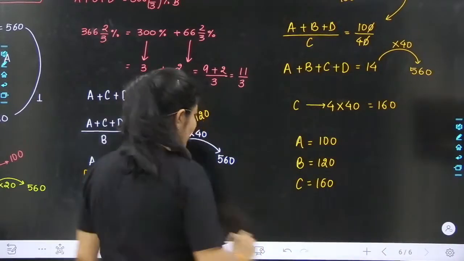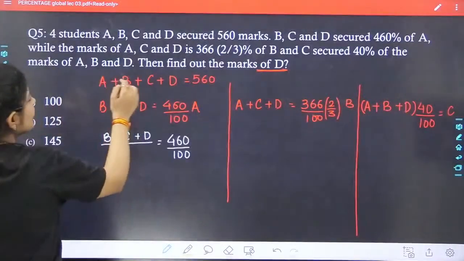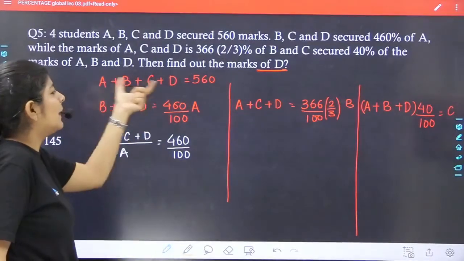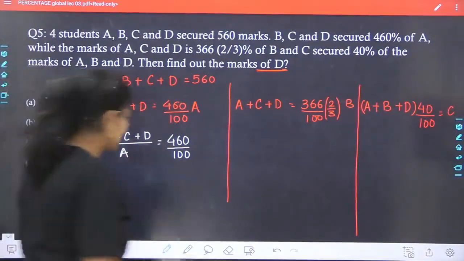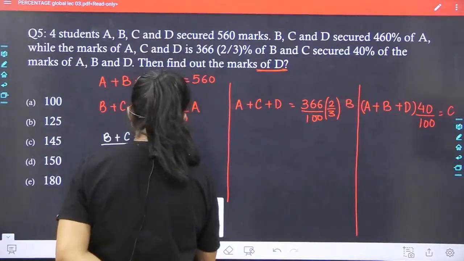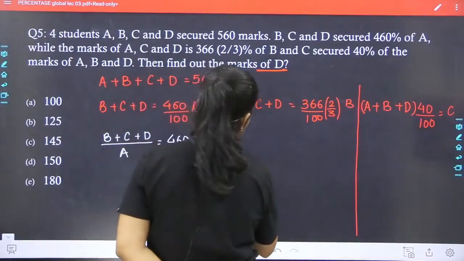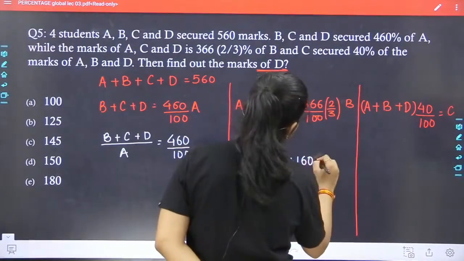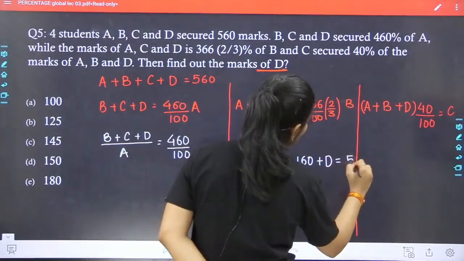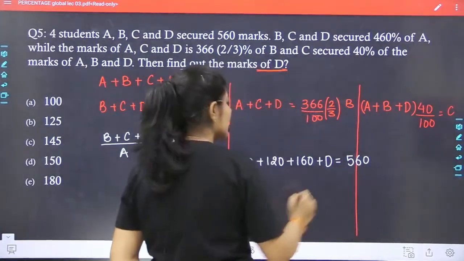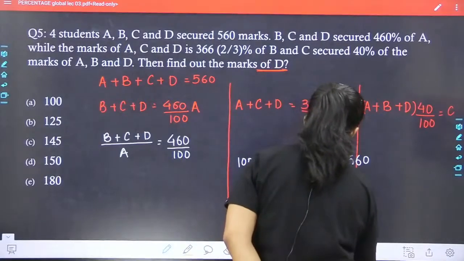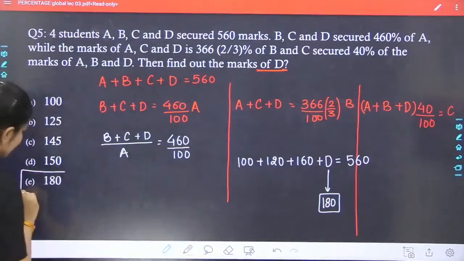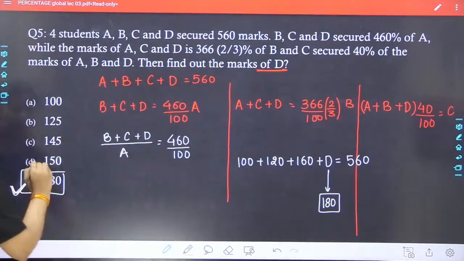And we have our final equation as A plus B plus C plus D is equal to 560. Now we simply have to put the values and calculate the value of D. So I can say 100 plus 120 plus 160 plus D should be equal to 560 according to the question. So the value of D over here is 180. So the correct option is option number E.